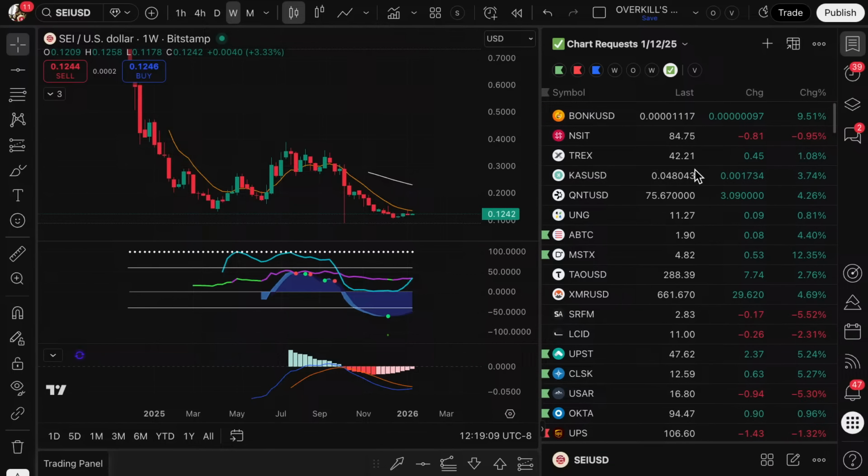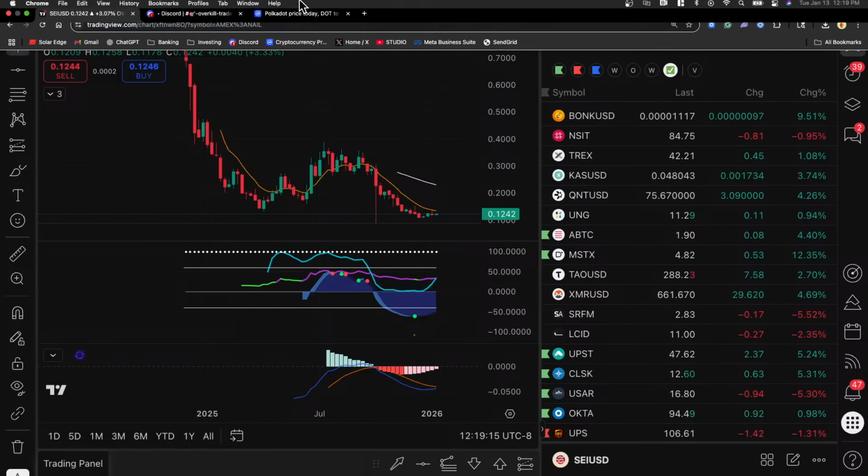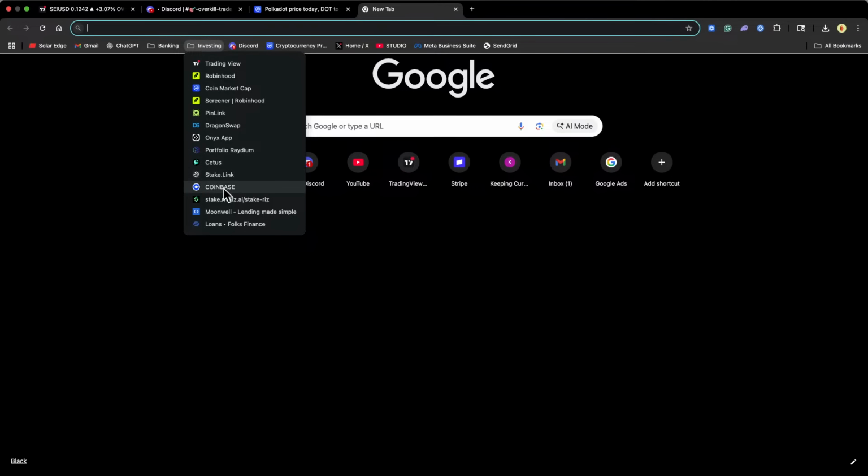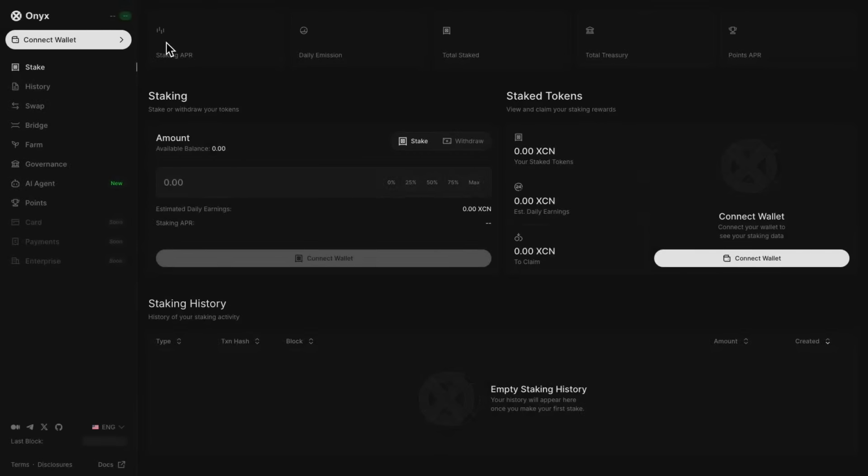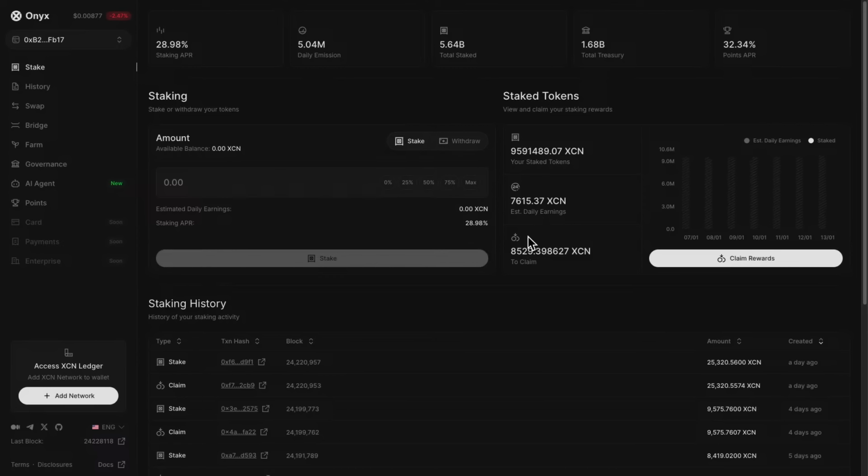So I like both those. The reason I like Onyx so much, XCN, is because they pay 29% APY. In my video yesterday, I went over the staking on the Onyx app. You could see since yesterday, if you guys were watching yesterday, I've already earned another 8,500 XCN. I'm earning around 7,600 of these coins a day just by staking it over here for around 29%.